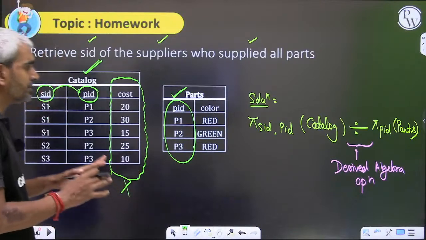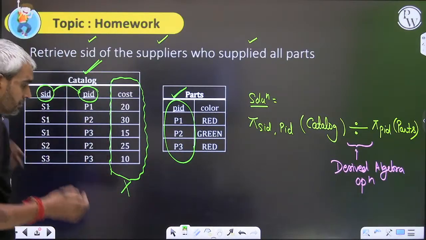Okay. Now let's try to understand how exactly this thing will work further.